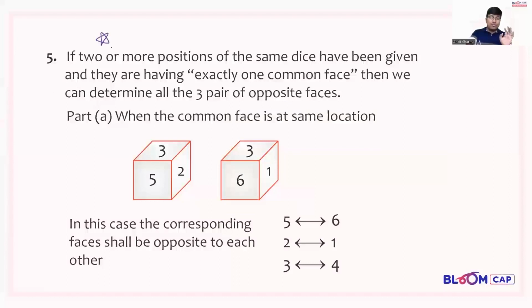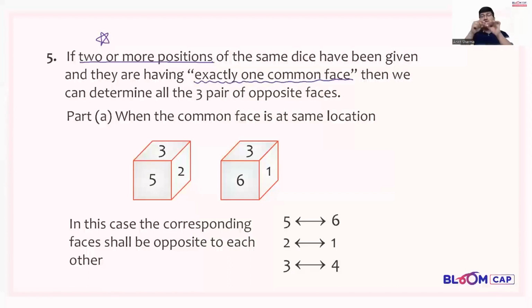Very, very important property. It is divided into 2 parts. Let us discuss them. If two or more positions of the same dice have been given, I should repeat, if two or more positions of the same dice are given and they have exactly one common face, then we can determine all the pairs of opposite faces. How many pairs? All the three.